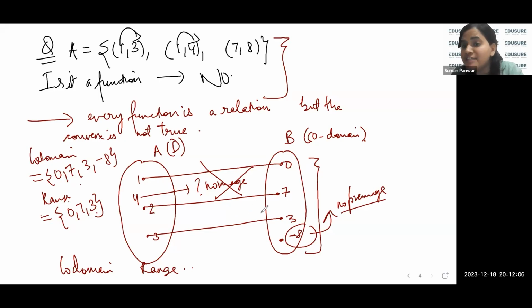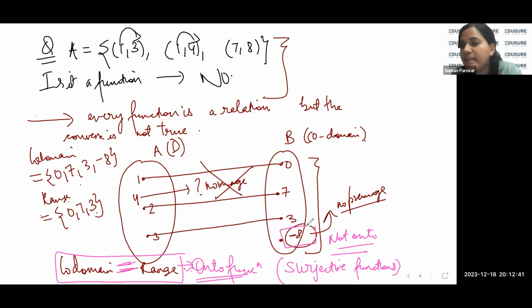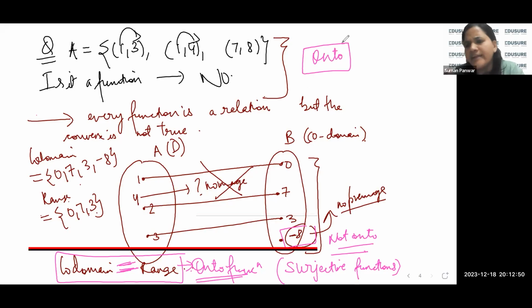And for such functions, we have a specific name. These are not onto functions. So if my codomain and range become equal, this is known as an onto function, or a surjective function. These are technical terms in mathematics. You should know them. These are onto functions where codomain and range are equal. Here, one element is left behind. It does not have a pre-image. It is not an onto function. So we have discussed what an onto function is. We will have a definition later on.